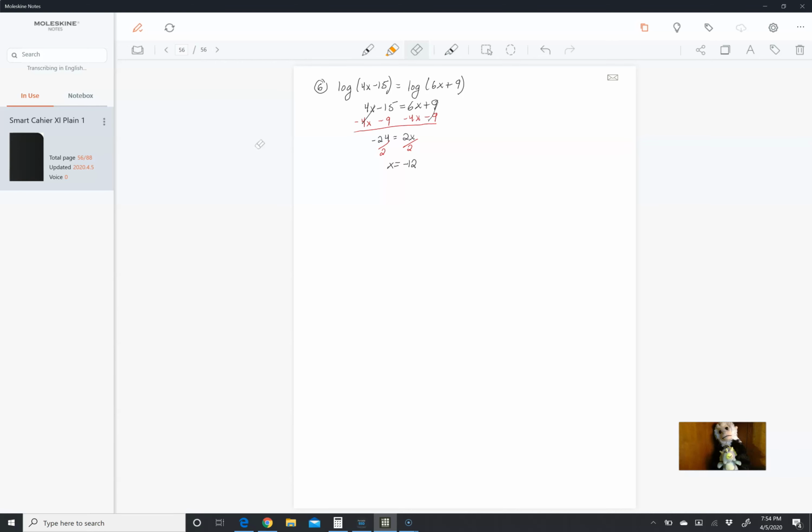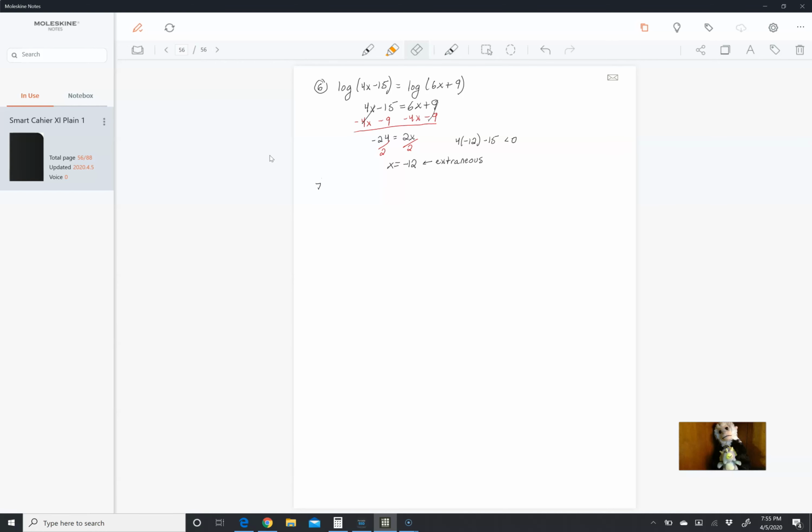This is extraneous. We only need to put it into one of them, but it is extraneous. 4 times negative 12 minus 15 is less than 0. So this is an extraneous solution. What it means is there is no solution here. There is no number that when you plug in, you're going to get something that works. There is no way that the left side is going to equal the right side. That's what this is telling us.